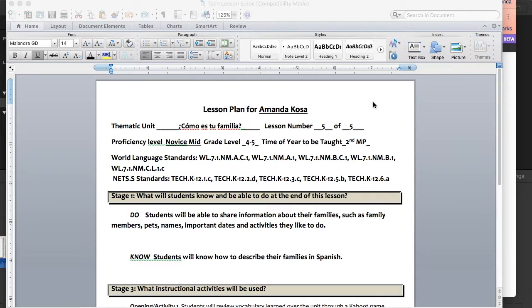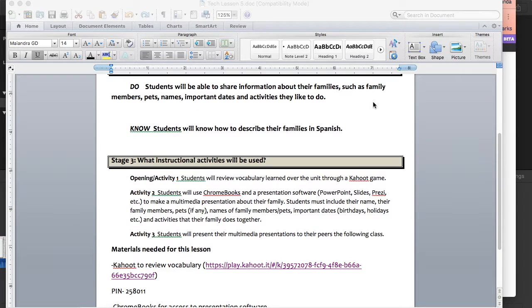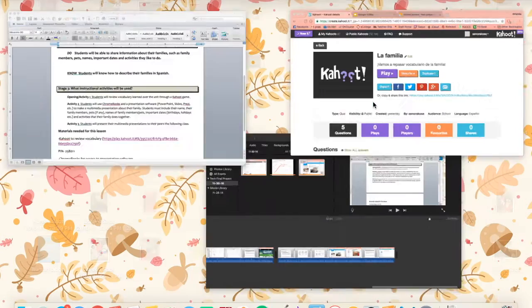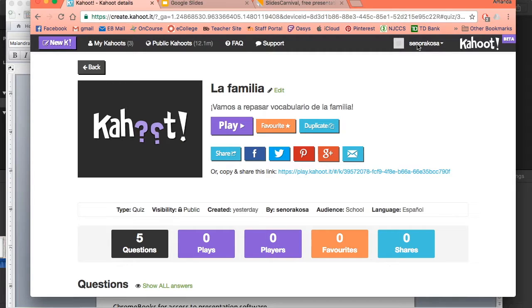For the fifth and final lesson of this thematic unit, students will be able to share information about their families, such as family members, pets, names, important dates, and activities that they like to do. So they're describing their families in Spanish. The class would start by having students review the vocabulary learned over the entire unit through a Kahoot game. This can be played on their tablet, personal device, or a Chromebook.